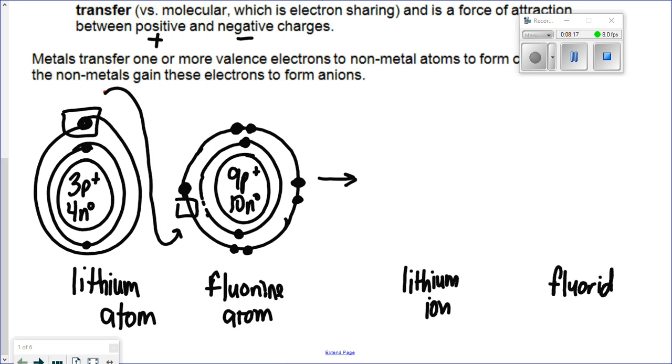So the ion that's associated with fluorine is fluoride. I talked about this in the monoatomic ions lesson as well. So we name our cation just as the element name and the word ion. We name our anion as the ending changed to IDE as it is in the periodic table.